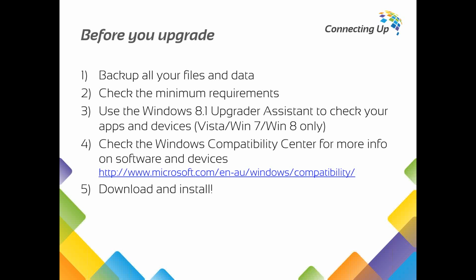If you're upgrading from Windows XP, you won't be able to use that assistant, but you can go to the Compatibility Center. You can search online for Windows Compatibility Center and you'll find it, or there's a link there if you want to copy that down. That allows you to search manually for all of your devices and all your software, and it'll give you a tick of approval to see if those programs or devices are compatible with Windows 8.1.